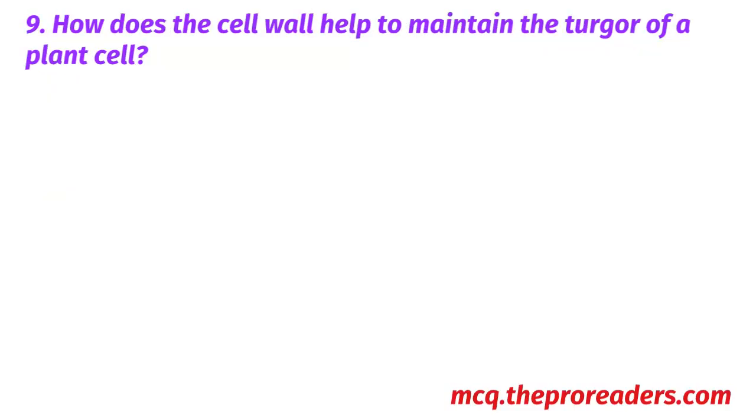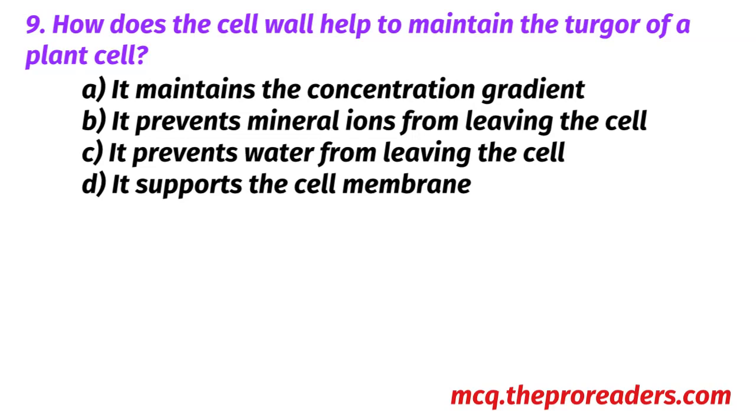How does the cell wall help to maintain the turgor of a plant cell? It maintains the concentration gradient. It prevents mineral ions from leaving the cell. It prevents water from leaving the cell. It supports the cell membrane. Option D, it supports the cell membrane is the correct answer.